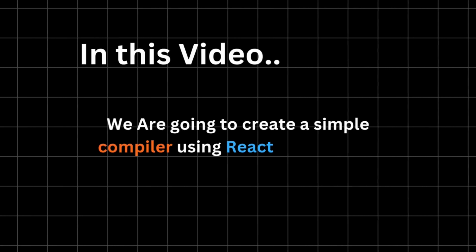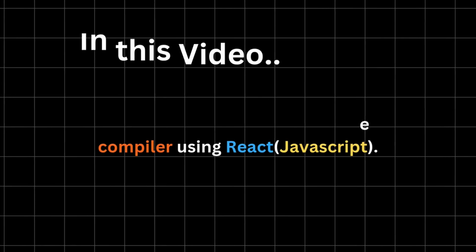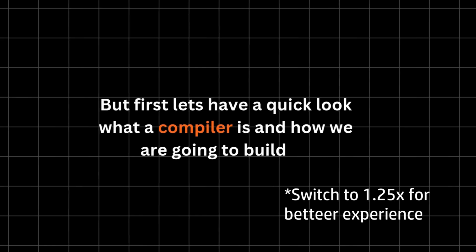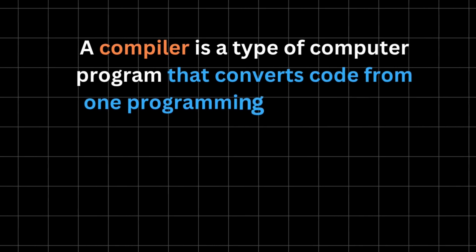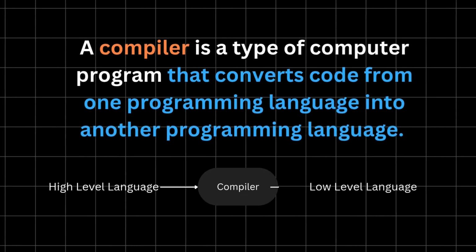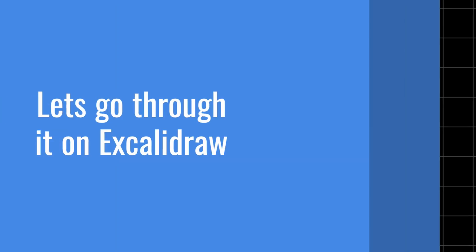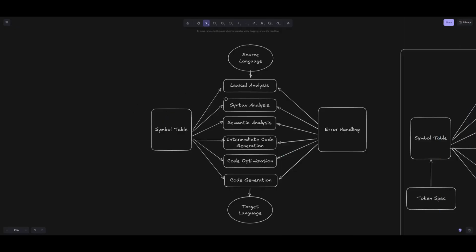In this video, we are going to create a simple compiler using React. But first, let's have a quick look at what a compiler is and how we are going to build it. A compiler is a type of computer program that converts code from one programming language into another programming language. Let's go through it in detail on Executor.